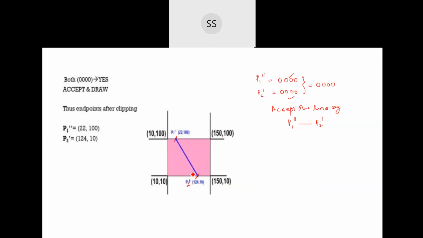Okay, P2 dash. So I will accept only the line joining these two endpoints. So this is what I get as the portion of the line which is inside my window. So I'll repeat once again, briefly.